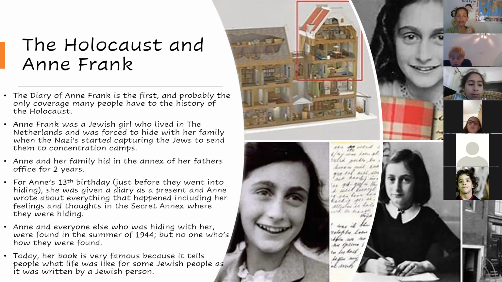Now, for Anne's 13th birthday, just before they went into hiding, she was given a diary as a present. Her present for her 13th birthday from her parents was a nice little diary. And Anne wrote about everything that happened, including her feelings. She wrote about her thoughts. She wrote about life in this secret annex. And she wrote about what life was like in general, where they were hiding.